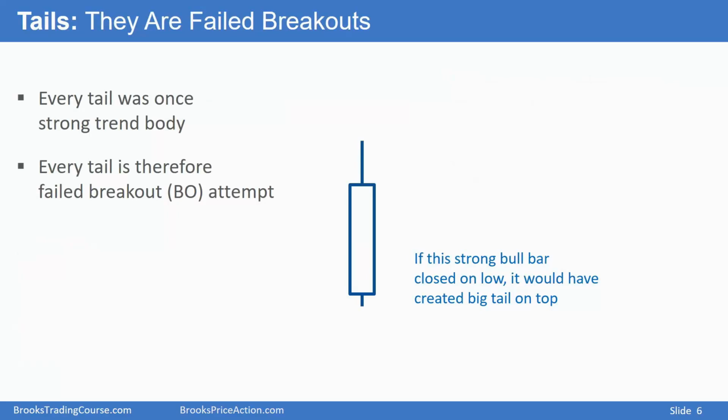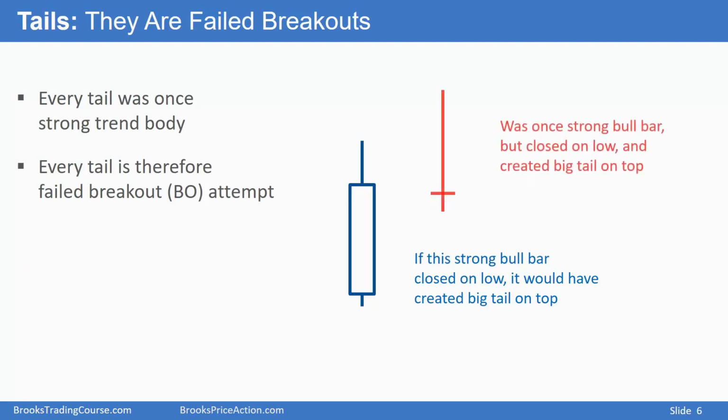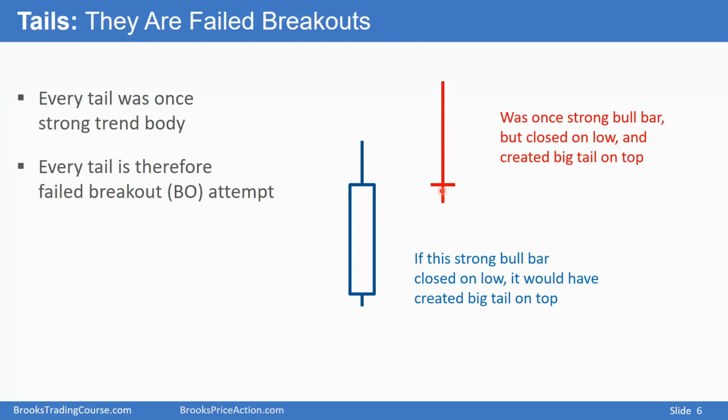Something to realize about tails is that every tail once was a strong bull body. When you look at this bar, at one point, this bar was that bar. At one point, the bar traded way up, and this bar only traded down to here. This bar also traded way up, but then traded all the way back down to the open. Every tail on the top of a bar is an attempt at a breakout that fails. It's a failed breakout.